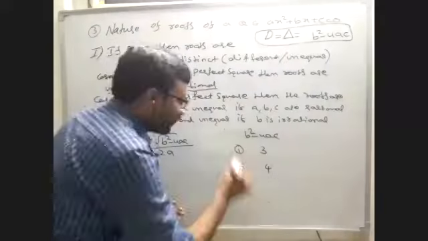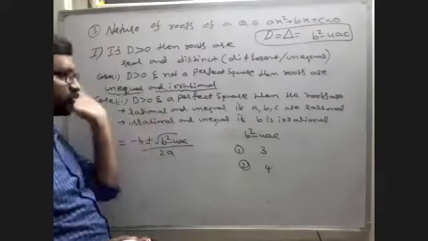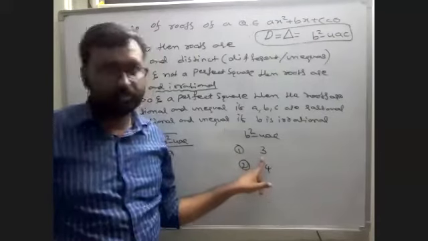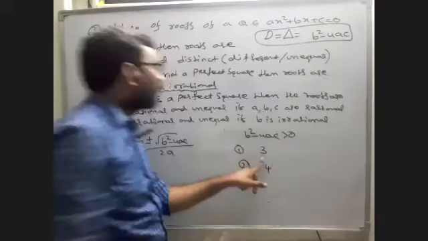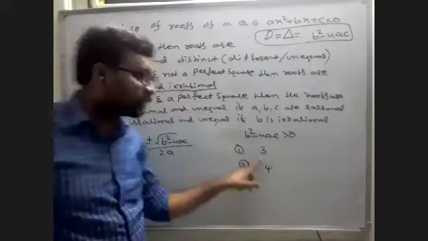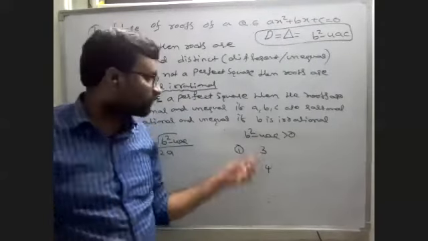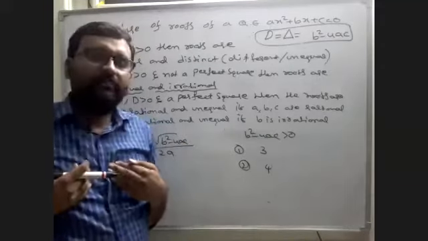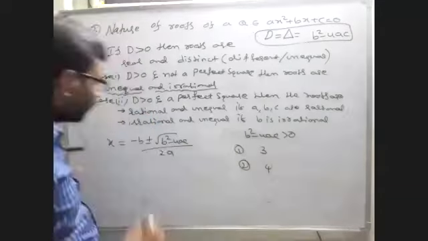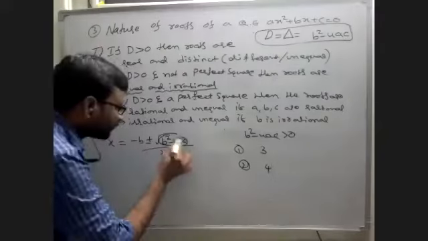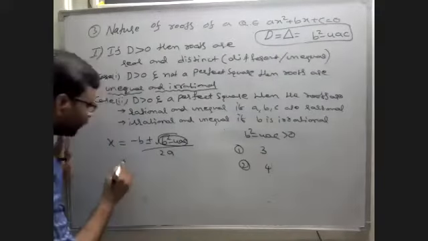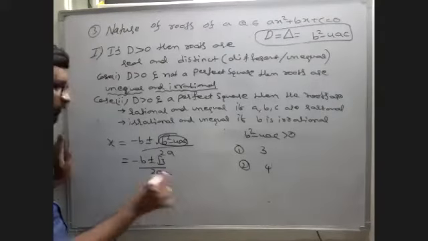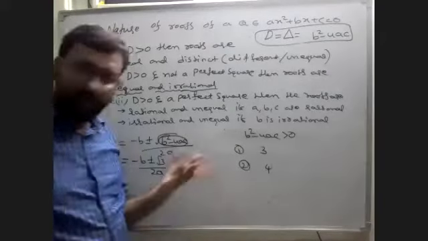Suppose I take case 1 and case 2. For case 1, delta greater than 0, positive, and not a perfect square. We got the b square minus 4ac value as 3, which is positive and not a perfect square. Now in place of this, you write 3. Then you get minus b plus or minus root 3 by 2a. Some b value is there, a value also there. Just assume that.